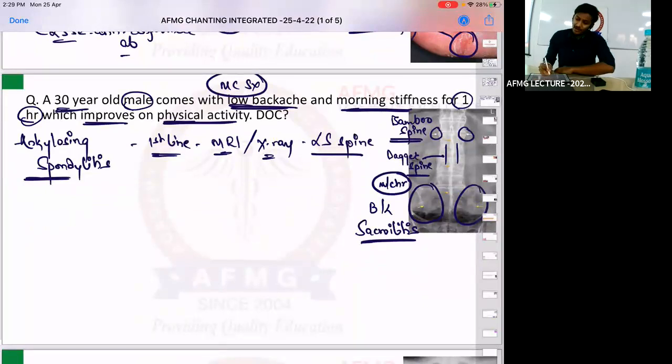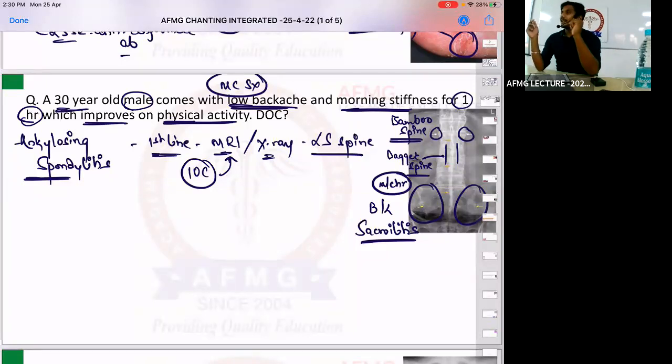MRI. Investigation of choice is MRI spine, on which we can see inflammatory changes or bone marrow edema in the patient. But the characteristic feature is bilateral sacroiliitis, which leads to the most common symptom, that is low back ache in the patient. No issues still here? I hope so.